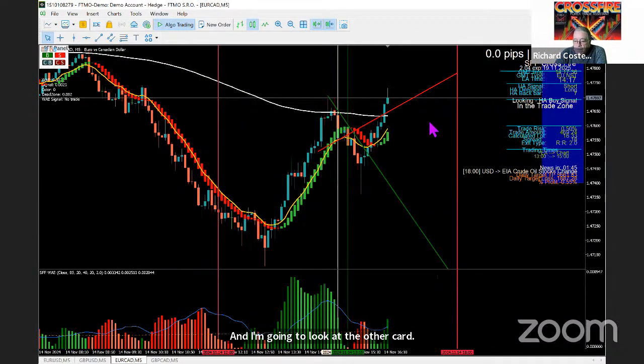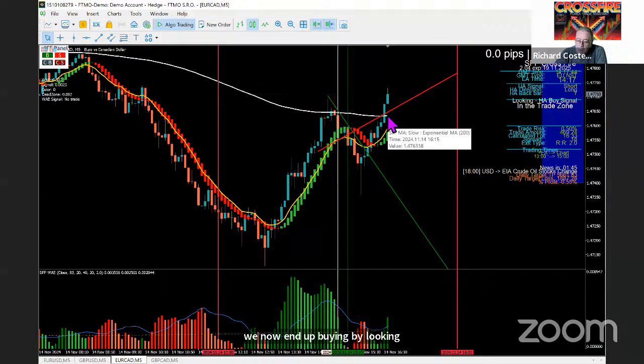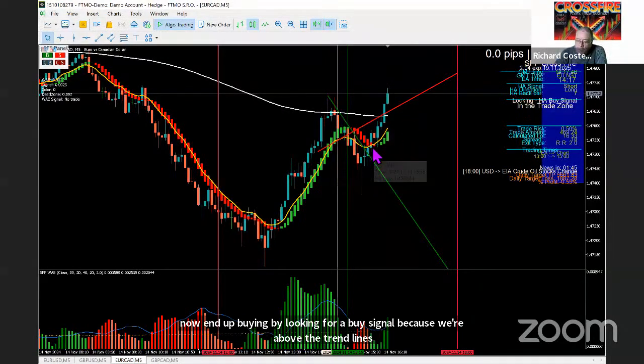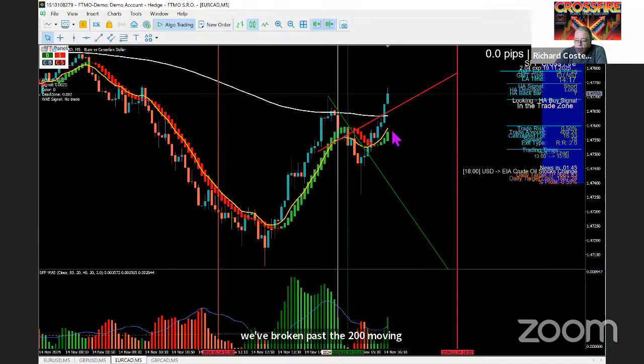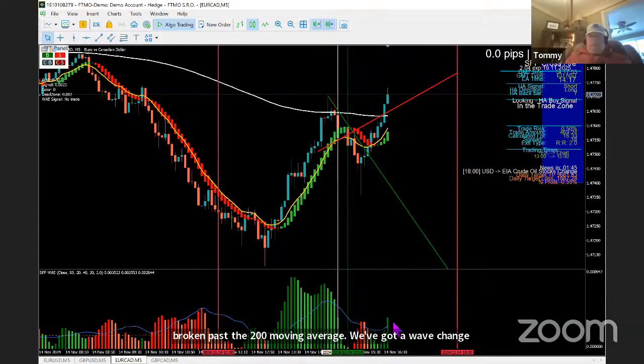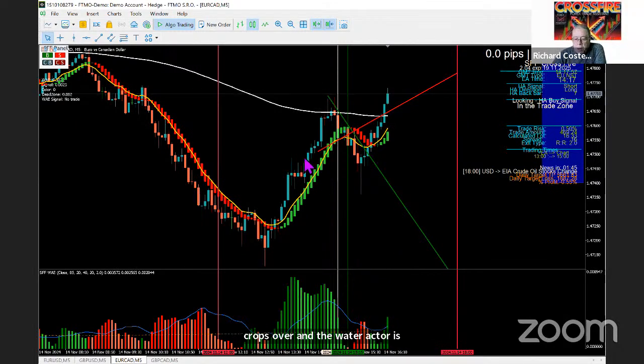Look, we're now in a buy. It's looking for a buy signal because we're above the trend lines. We've broken past the 200 moving average. We've got a wave change. We're not far off a moving average crossover, and the Waddah Attar is shaping up nicely. So there's two pairs shaping up for potential buys.